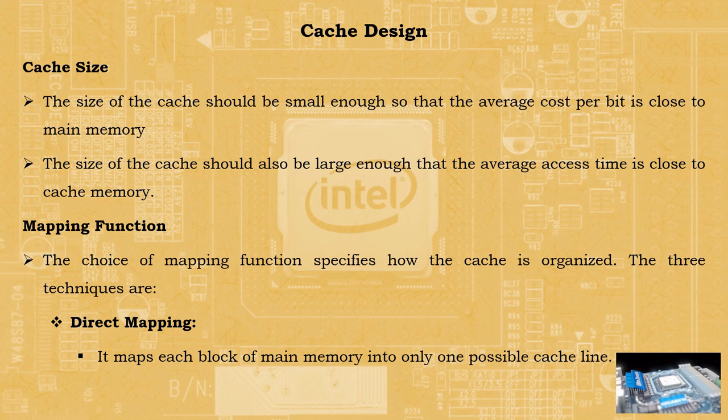There are three mapping techniques: direct mapping, associative mapping, and set associative mapping. First, let's see direct mapping. It maps each block of main memory into only one possible cache line.